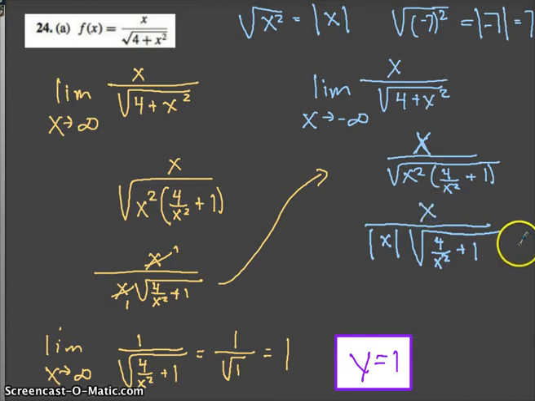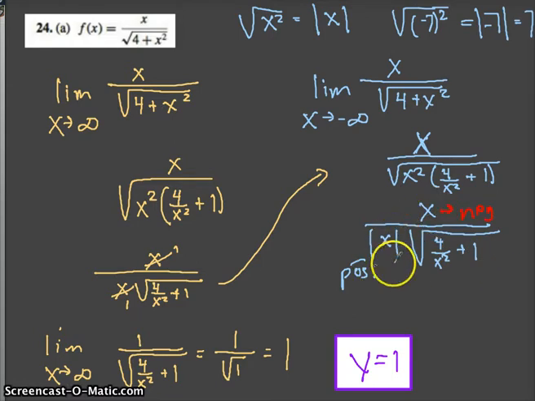Another way to think about that: this is positive and this is negative, correct? Because we're going to negative infinity. So be very thoughtful about this. This is negative. I want you to think about this.